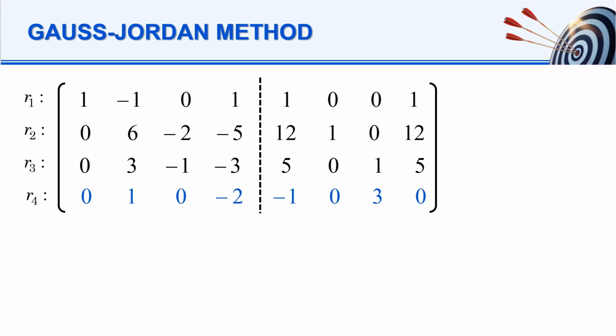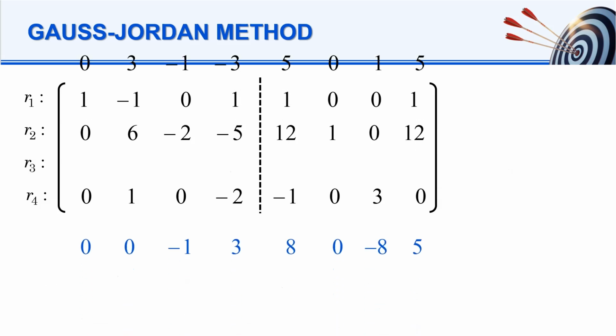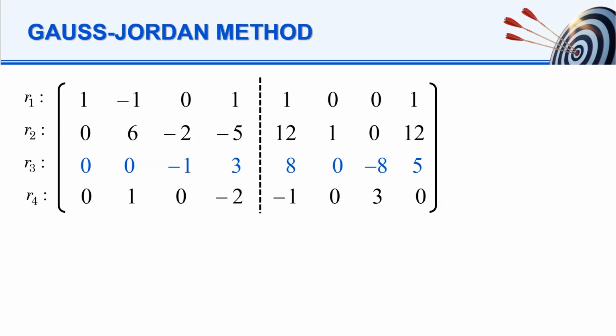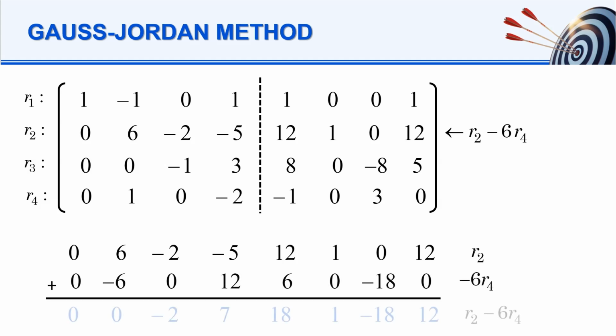Next, to eliminate the 3 in the third row, we use the pivot, that is, the last row. To do that, we add -3 times the fourth row to the third row. The new computed row obtained replaces the third row. To eliminate the 6 in the second row, we use the fourth row, acting as the pivot. -6 times the fourth row is added to the second row, which gives.